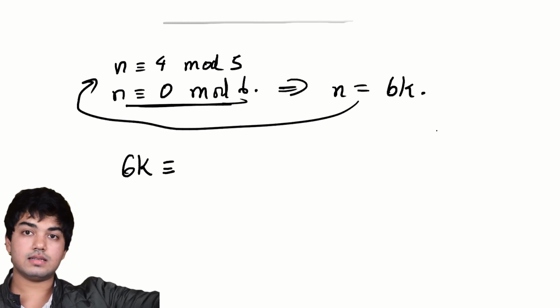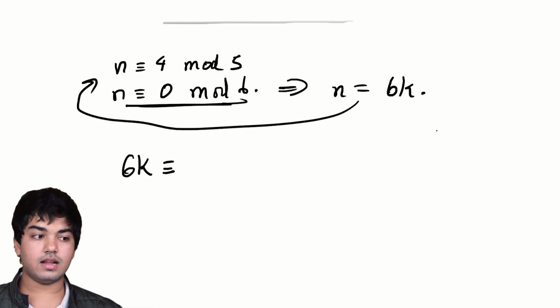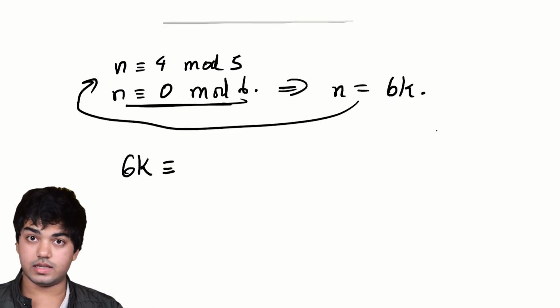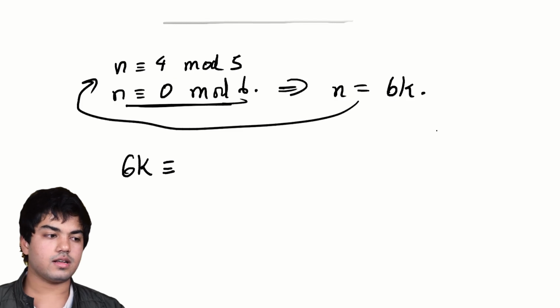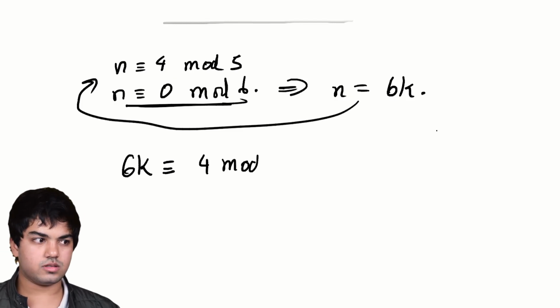I'll plug this back into the first equation to get some data about k. And in the end, I'll have all the data I can possibly get about this. I don't lose anything in the process, right? So 6k is congruent to 4 mod 5, but 6 mod 5 is just 1.